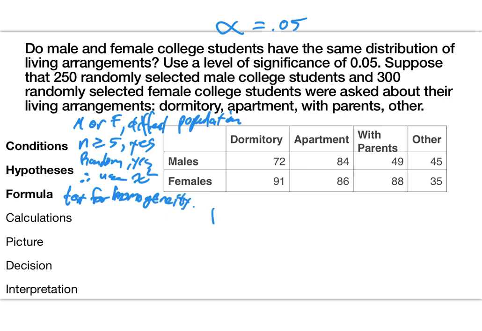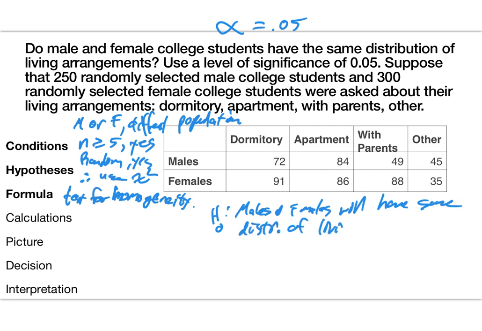My hypotheses, males and females will have the same distribution of living, what do they call it?